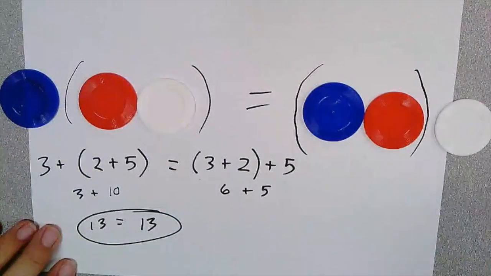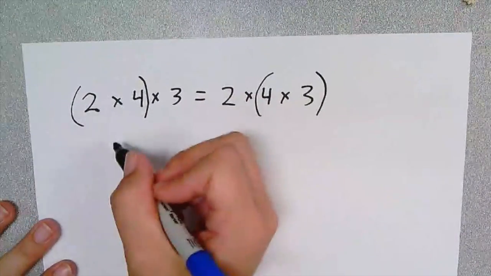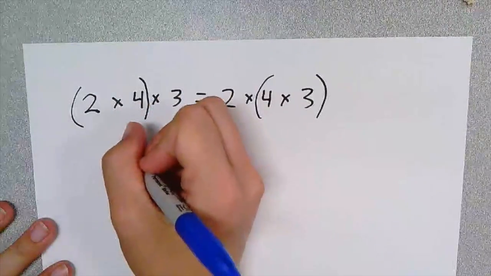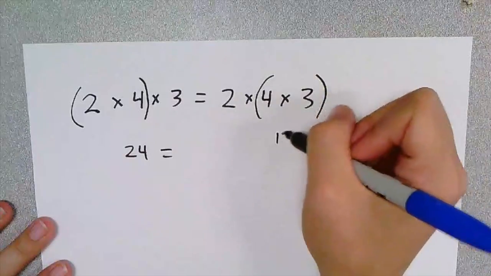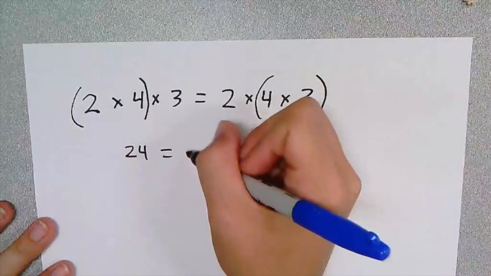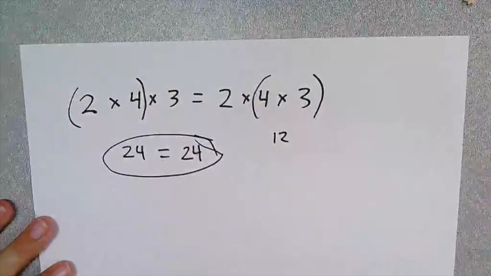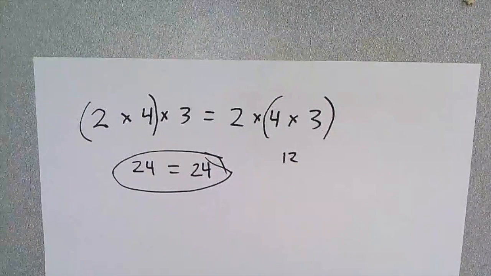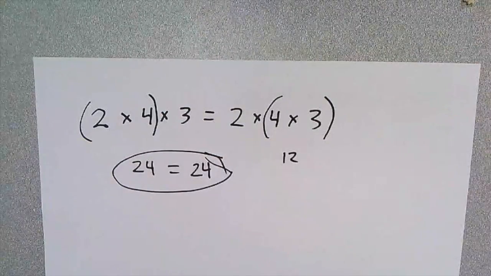You can do the same thing with multiplication. So 2 times 4 is 8. 8 times 3 is 24. 4 times 3 is 12, and 12 times 2 is 24. So the associative property says that we can group the numbers differently and that you will still end up getting the same answer.